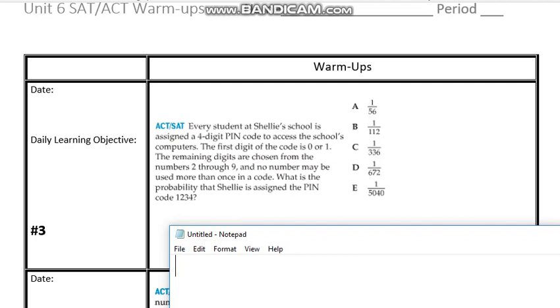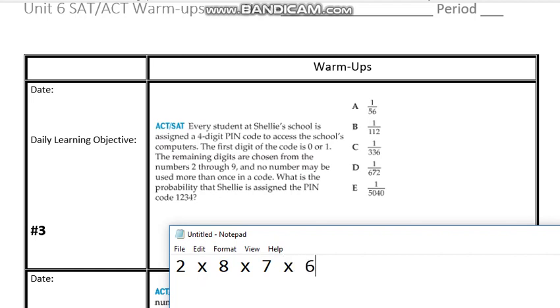The first digit is going to be 0 or 1, which means there are only 2 possible outcomes for the first digit, 0 or 1. The remaining digits are going to be 2 through 9, and no number may be used more than once. So, for the second digit in the code, there are 8 possibilities: 2, 3, 4, 5, 6, 7, 8, or 9. That's 8 possible digits. But since none of them can be repeated, for the third digit, there are only 7 possibilities. And for the fourth one, there are only 6.